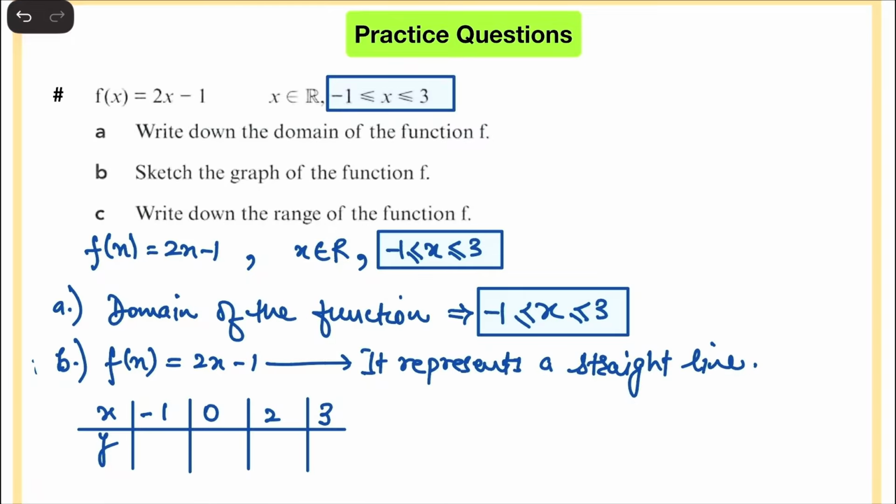So let's take the values. When I put x equal to minus 1, I get minus 3. When I put x equal to 0, I get minus 1. When I put x equal to 2, it becomes 2 times 2 is 4, 4 minus 1 is 3. And if I put 3, then 2 times 3 is 6, 6 minus 1 will give you 5.